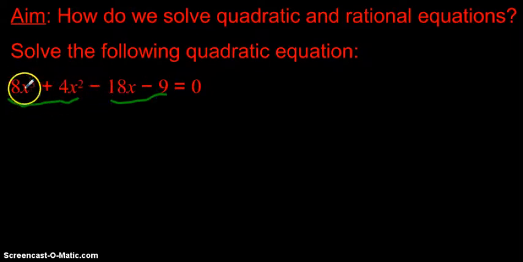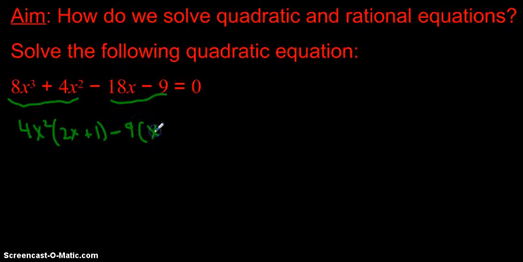Here we get a GCF of 4x squared, which will leave us with 2x plus 1. And here we have a GCF of negative 9, leaving us with 2x plus 1 equals 0. Now the equals 0 doesn't disappear. We don't change things, we can just move them around a little. So these two terms have a GCF of 2x plus 1, so we'll factor that out.